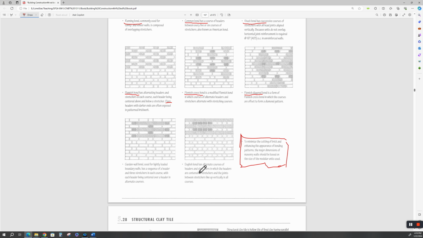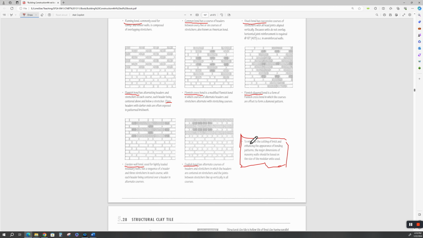English bond has alternating courses of headers and stretchers, in which the headers are centered on stretchers, and the joints between the stretchers line up vertically in all the courses. Okay, so as you can see, in this case, each head joint is captured by a solid piece of masonry unit above it, right?